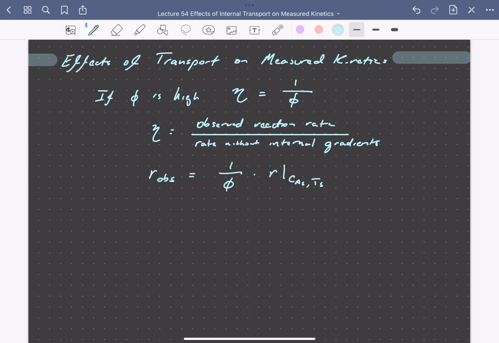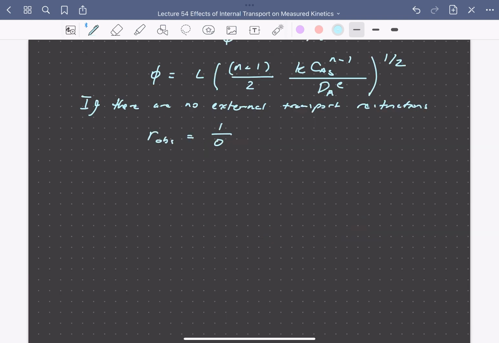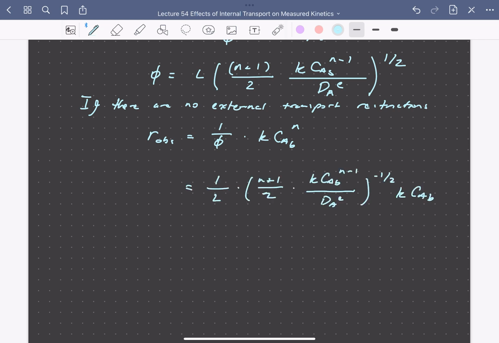We previously saw that the generalized Thiele modulus can be written in the following form, where L is the characteristic length scale for diffusion, n is the order of the reaction, and D_AE is the effective diffusivity of A through the system. So if we had no external transport restrictions, C_AS here would be equal to the bulk concentration of A. The observed rate can be written as 1 over the Thiele modulus times the reaction rate constant k times the concentration of A in the bulk to some reaction order. Plugging in our expression for the generalized Thiele modulus, we can combine some terms to simplify our expression.